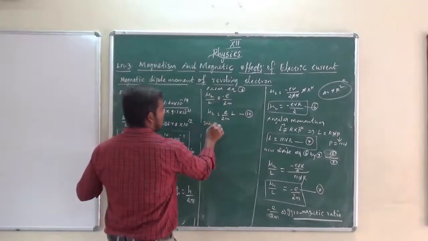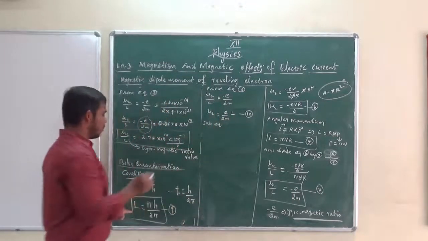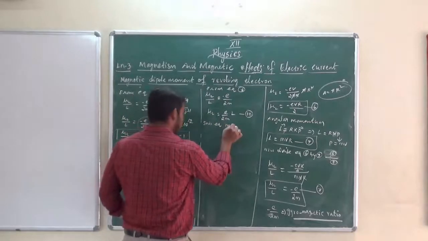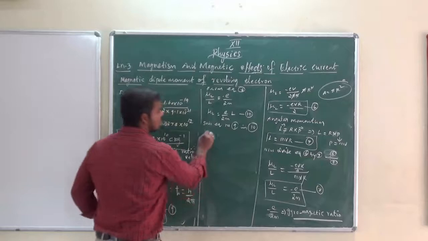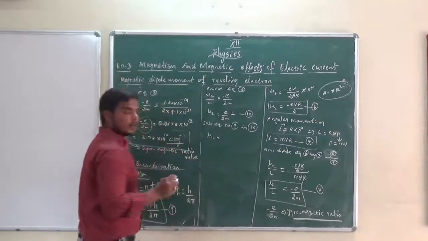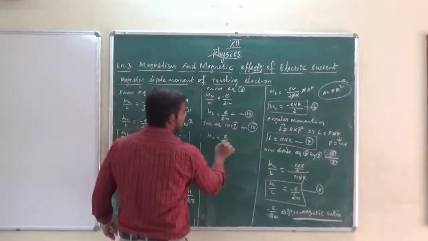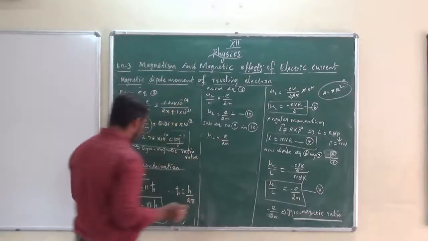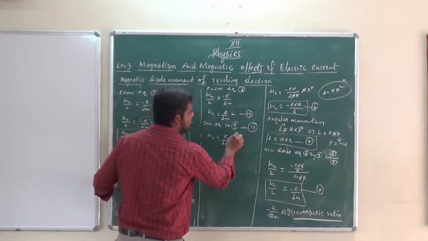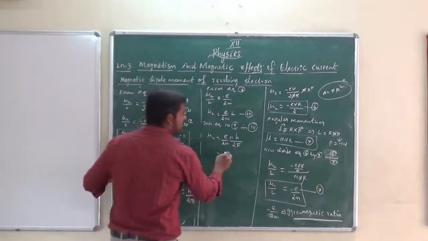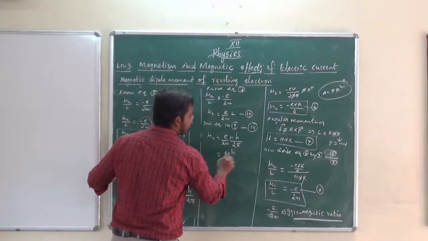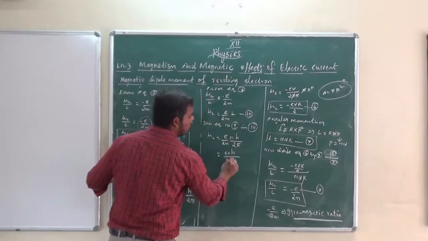Substitute equation number 9 in equation number 10. So mu L equal to e by 2m, there is no change. What is L? We got it: n h divided by 2 pi. Isn't it? So I rearrange it: e n h divided by 2 into 2, 4, so 4 pi m.